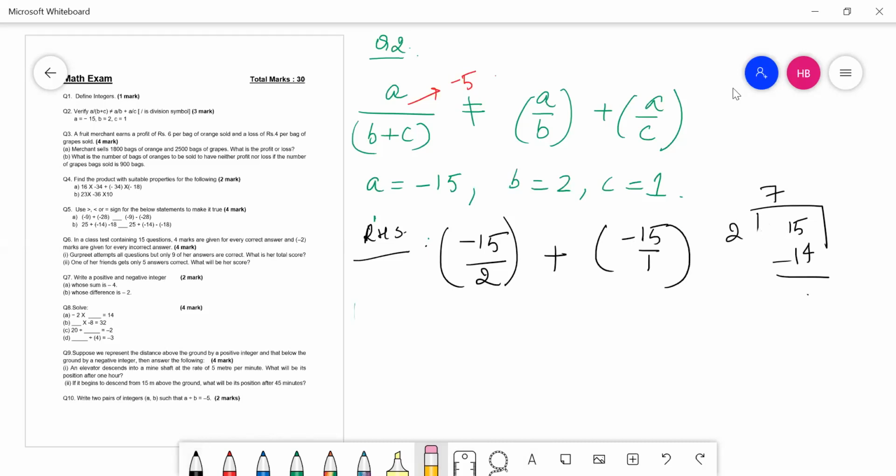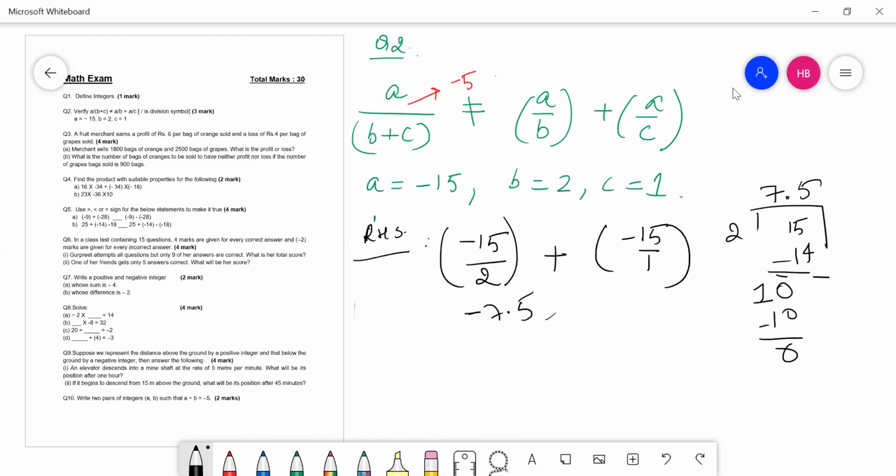So 2 7s are 14. If I subtract 14 from 15, I'll get 1. Since we don't have any other number after 15, I'm going to put a decimal point and get 0 here. So 2 5s are 10. So your answer will be minus 7.5.